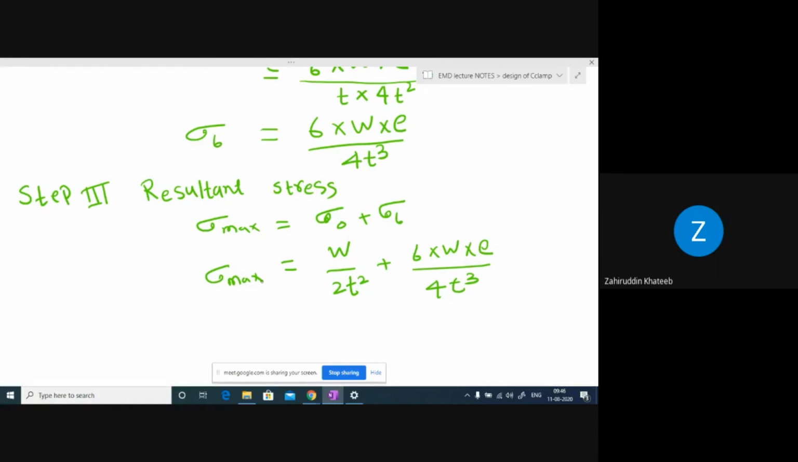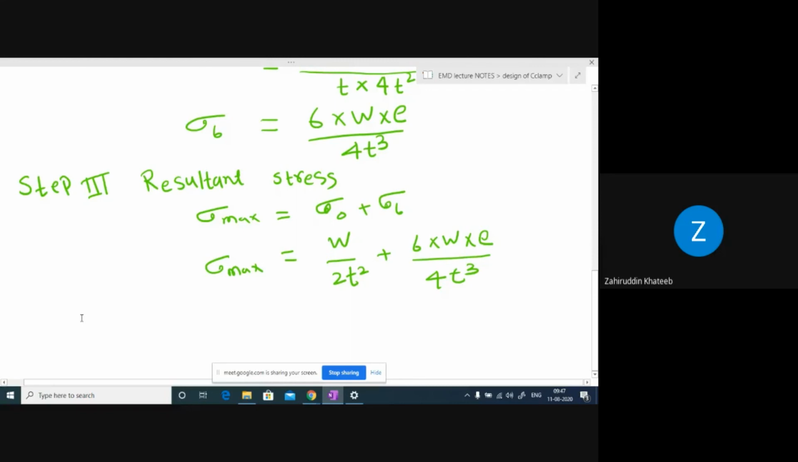सिग्मा मैक्स का वैल्यू दिया हुआ रहेगा अपने को, और W का वैल्यू दिया हुआ रहेगा. तो यहाँ से देखो W का वैल्यू और इसेंट्रिसिटी दिया हुआ है. सो वे अपने को सिर्फ यहाँ से क्या कैलकुलेट करना है? T का डायमेंशन कैलकुलेट करना है. हाँ, ठीक है सर. कैलकुलेट T.